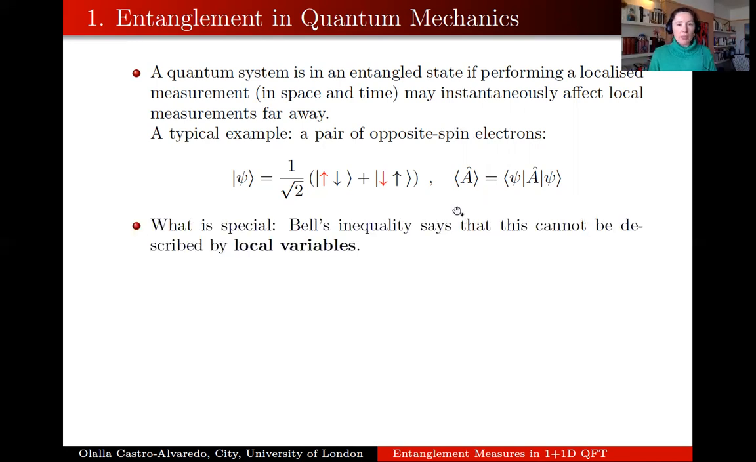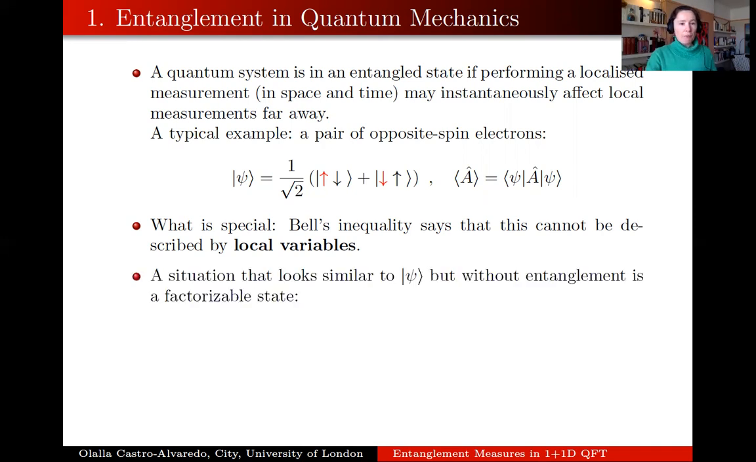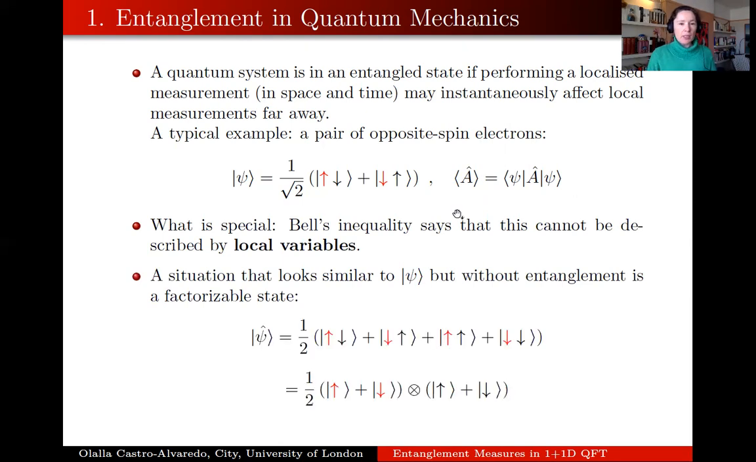What is special about this is that Bell's inequalities tell us that this cannot be due to local variables, so that this is a genuine quantum effect. And by now we have quite a lot of evidence of this, in particular through Alain Aspect's experiments from the 80s. So a situation that looks sort of similar to this would be a state such as this one here. However, it's a completely different situation. It's sort of the reverse situation, the situation when there is no entanglement at all.